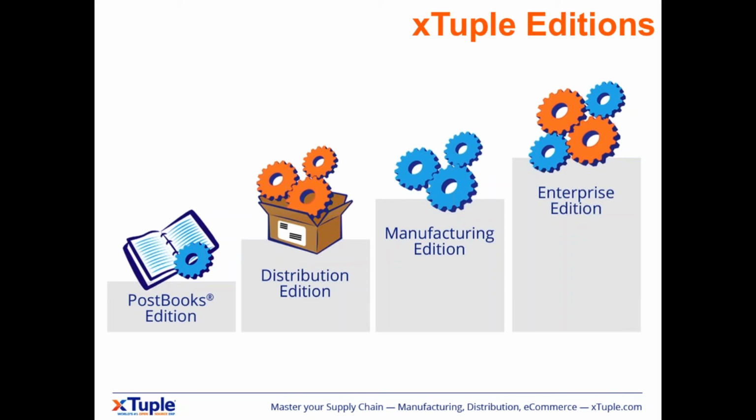So that's what the manufacturing edition does. Our enterprise edition really includes both. So if you were a business that had both aspects of a distributor and a manufacturer, you might need or want the enterprise edition.